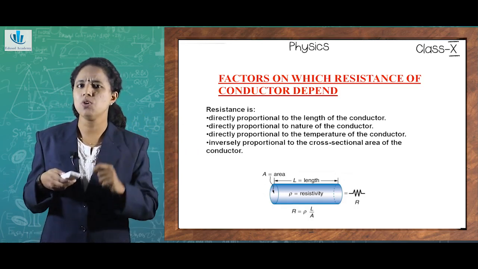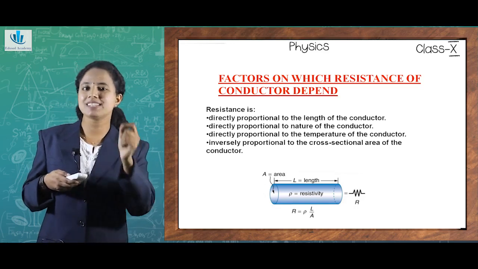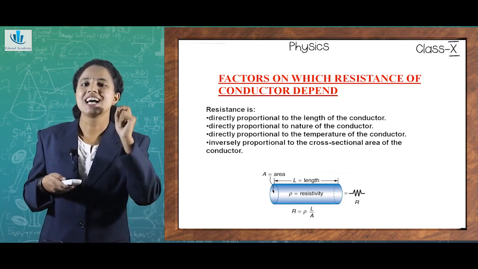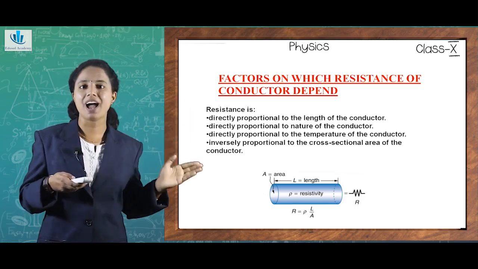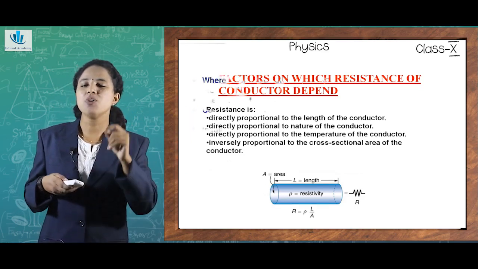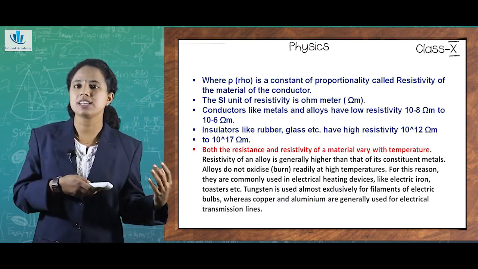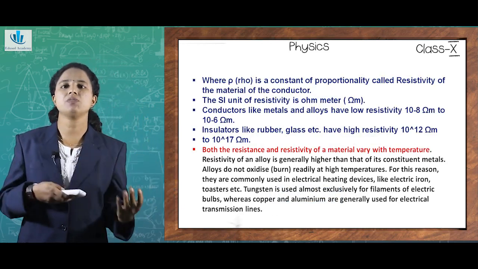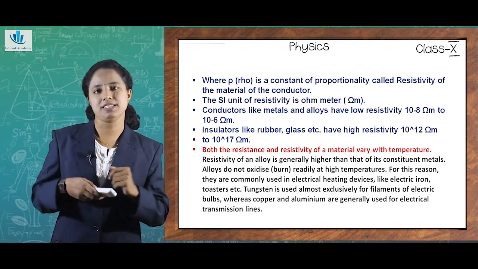Then what is this rho? Rho is termed as resistivity. That is a constant called resistivity. So R equals rho L by A. Rho is a constant of proportionality which we use here. It is called the resistivity of the material of the conductor. And the SI unit of resistivity is ohm meter.